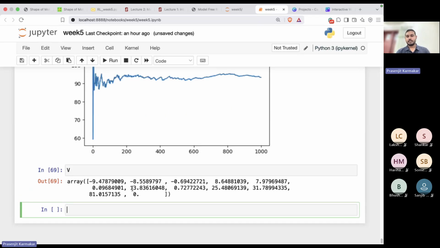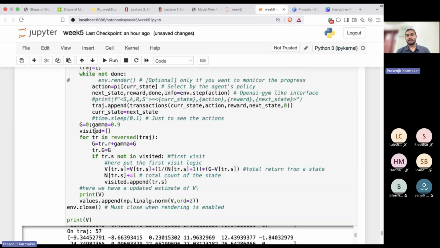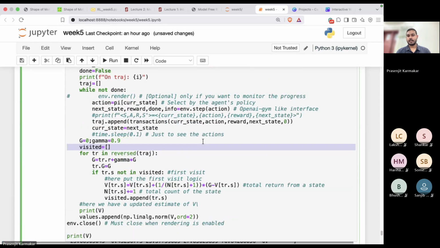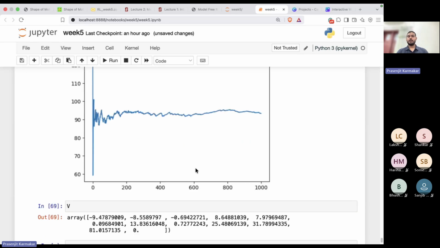Okay. And this is for your first visit, right? You have that visited logic again. Now if I just comment that visited logic, it becomes your every visit. Okay, you got what the improvement is, right? You now have access to the value for every trajectory, and you can also check for optimality.